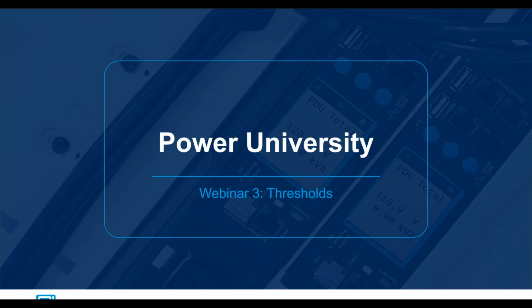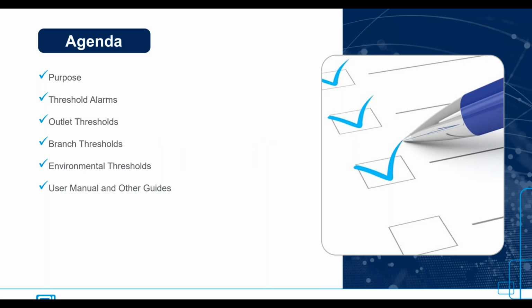Today we will be discussing thresholds, and today's presentation will be an overview on all the threshold features that are available on our eConnect PDUs. This will include understanding what their purpose is, what threshold alarms are, outlet thresholds, branch thresholds, environmental thresholds, and we'll also provide information on where in the user manual and other guides you can find information about this topic.